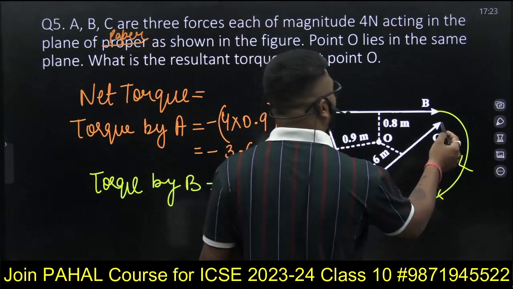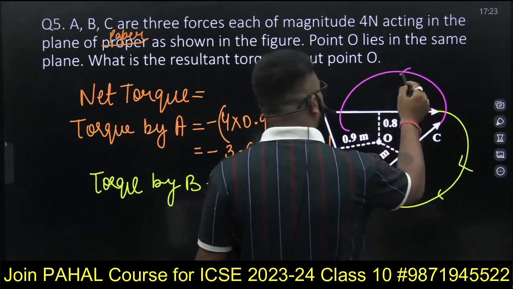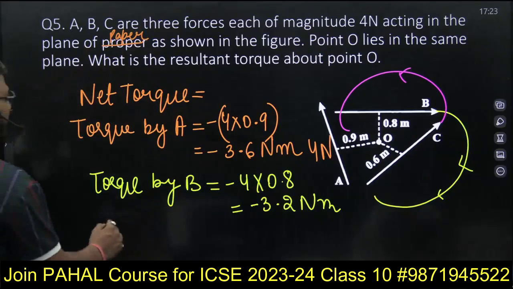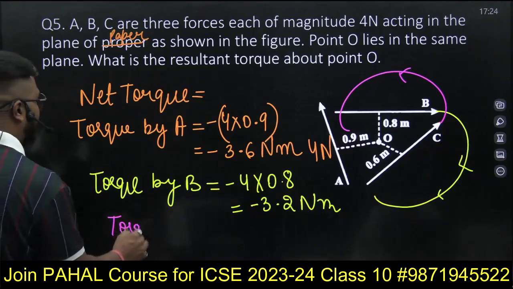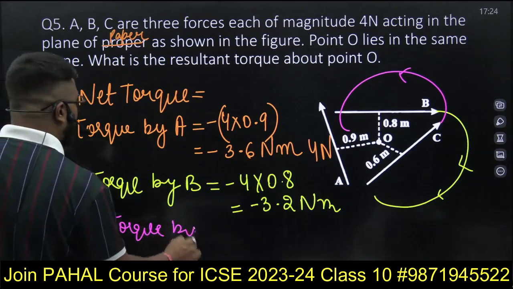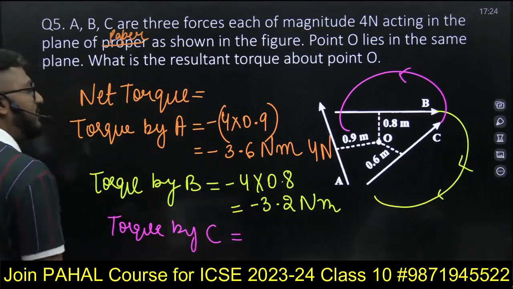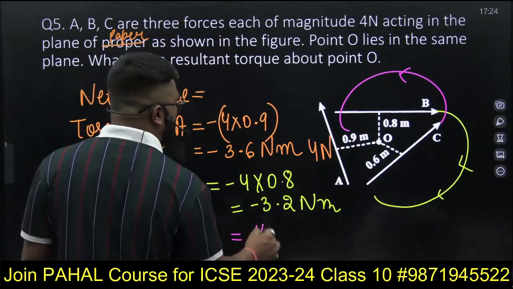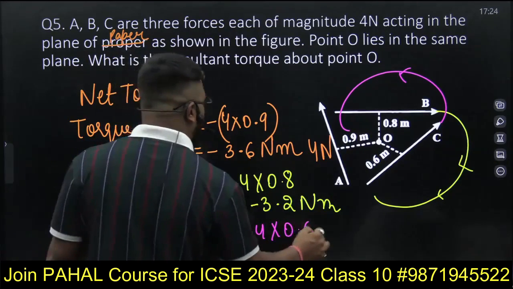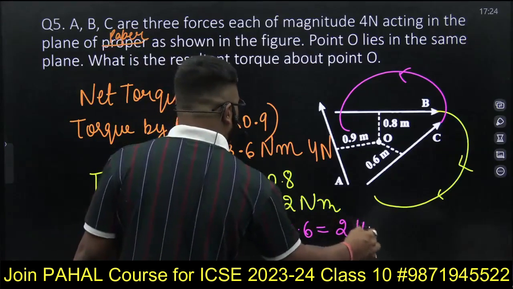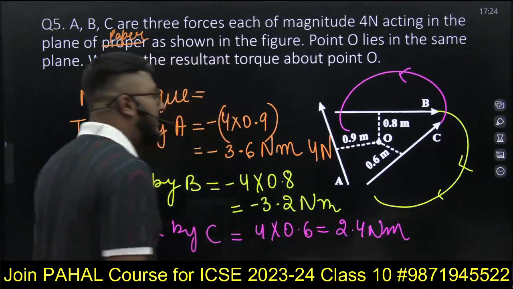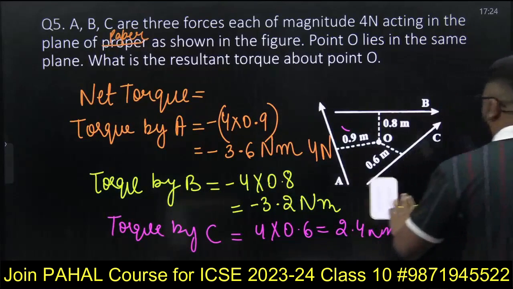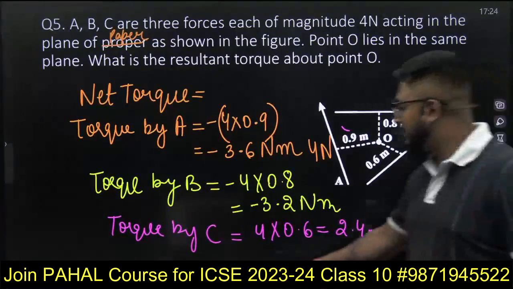Now this force C, this will try to rotate this in this direction. That is anti-clockwise direction. So let's find out torque by C, by the force C. So torque by the force C will rotate it. This will be equal to 4 into 0.6. That is equals to 2.4 Newton meter. Now what we have to find out in this question? In this question we have to find out the resultant torque. Now let's find the resultant torque.